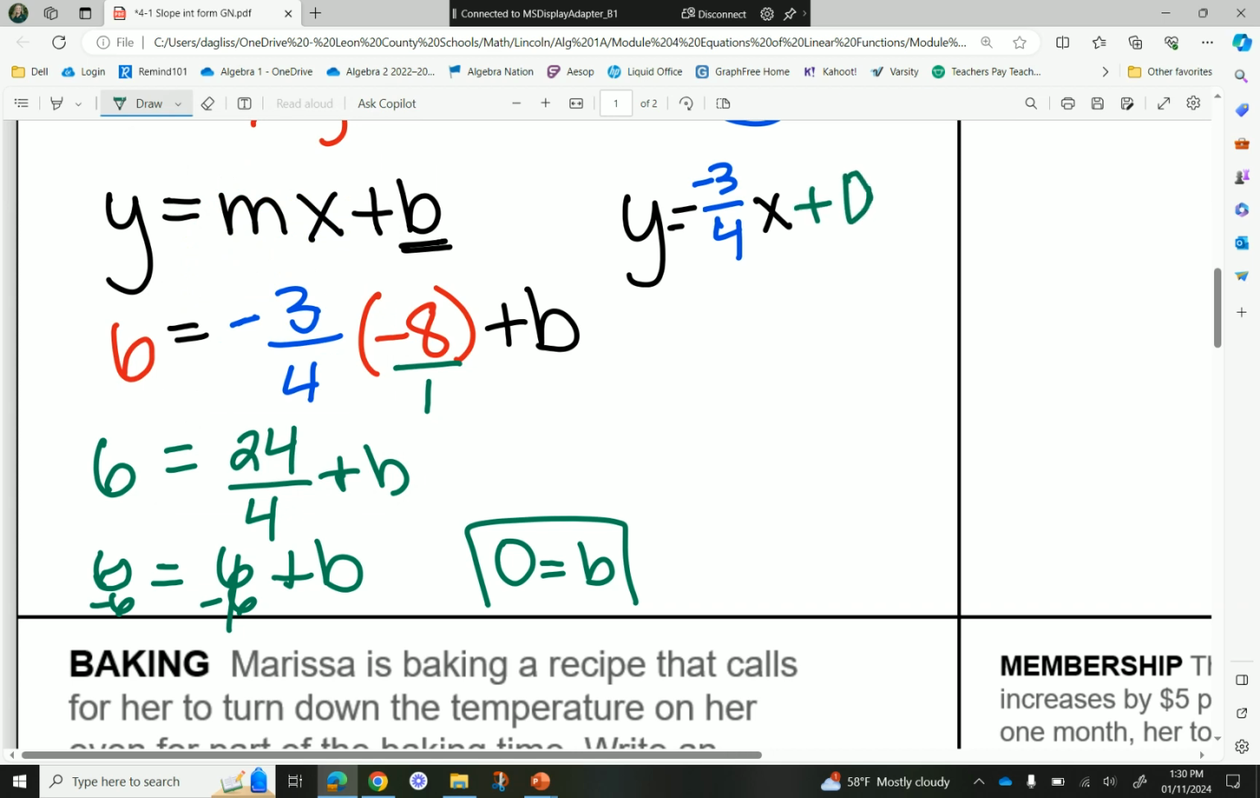Do I have to write plus 0? No, you don't have to. But I like putting in placeholders so you can see exactly where they are going.